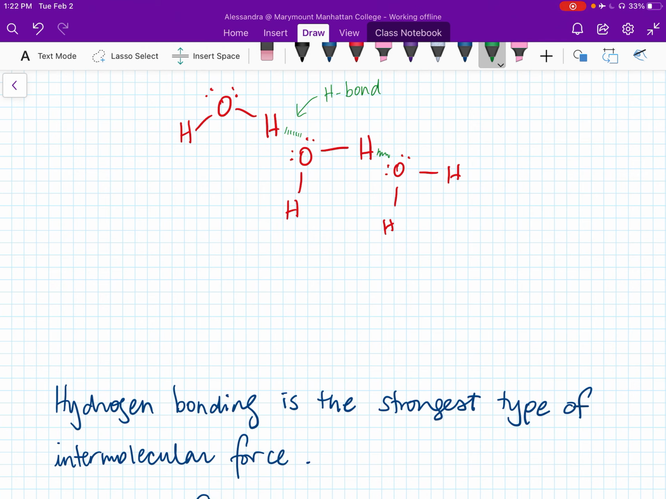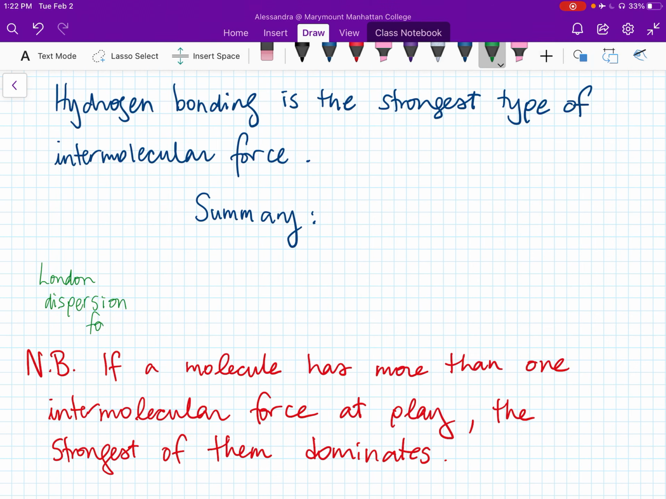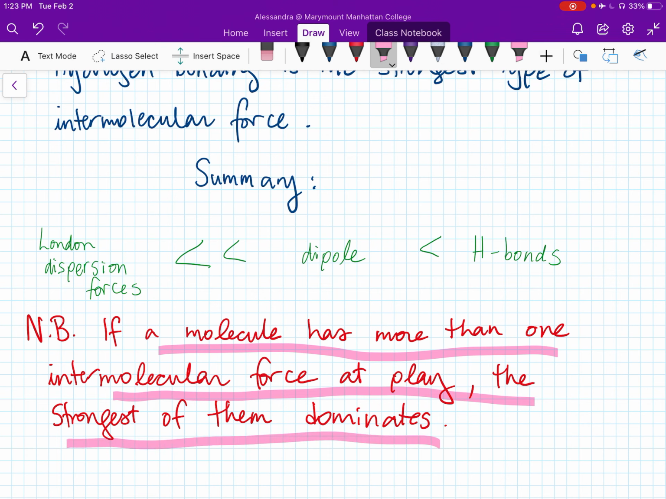So to summarize what we've learned in this lecture, the London dispersion forces are going to be the weakest by far of all of the intermolecular forces. So those are much weaker than the dipole-dipole forces. And the dipole forces are weaker than hydrogen bonds, but really hydrogen bonds are just a special type of intermolecular force. So one thing that's very important to note is that if a molecule has more than one intermolecular force at play, it's going to be the strongest intermolecular force that dominates.